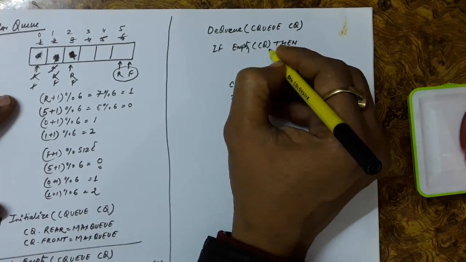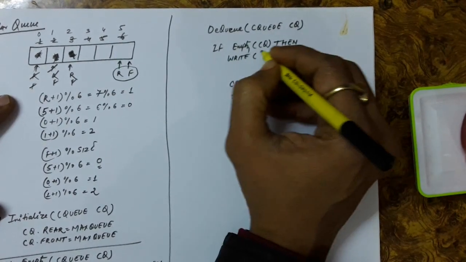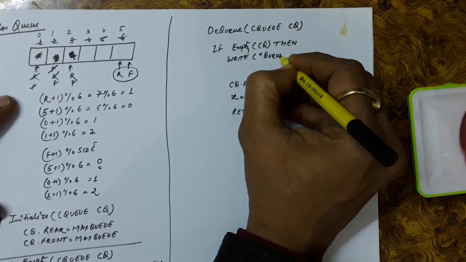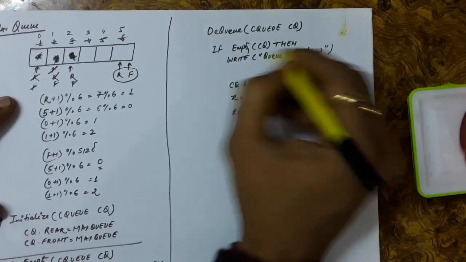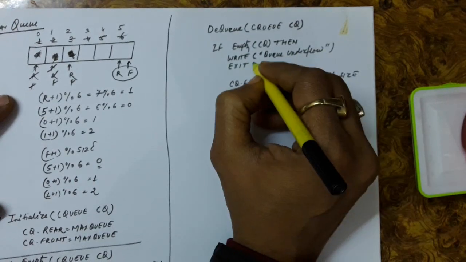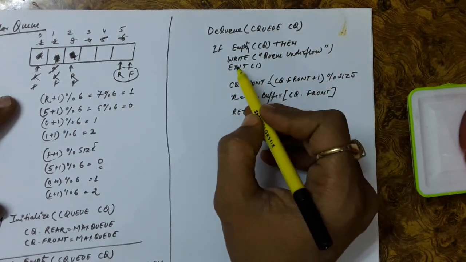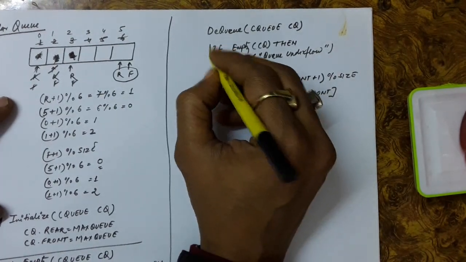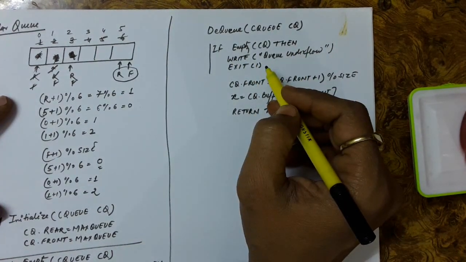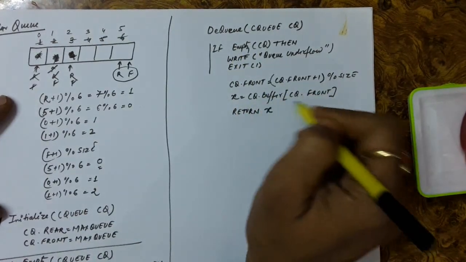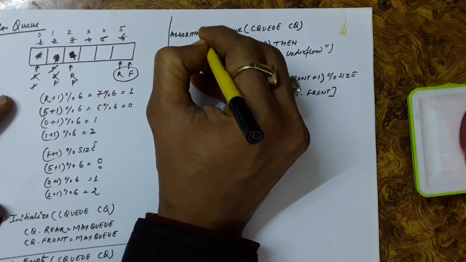if empty CQ is true, in that case we will write a condition that queue underflows. We are trying to remove an element from a queue which is empty. So it's an erroneous condition, so we will prefer to exit. In case this condition is true, queue underflows and we will not attempt to remove an element. But otherwise we will remove the element by this procedure. So this is the algorithm for removal.